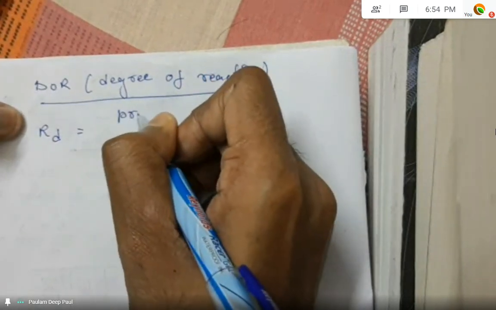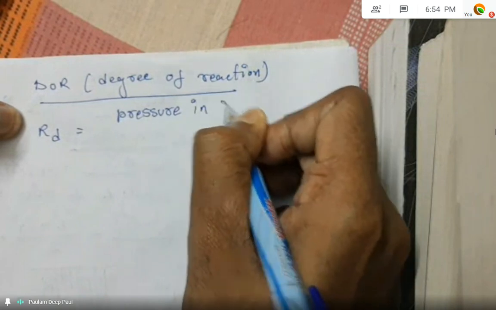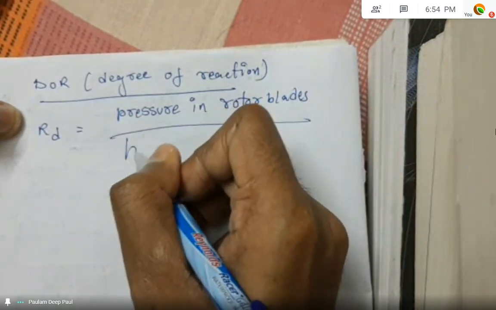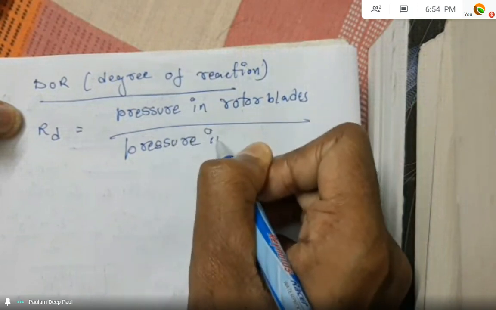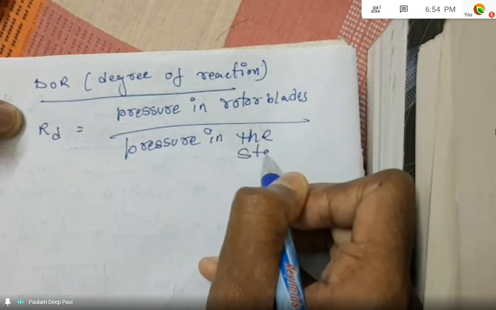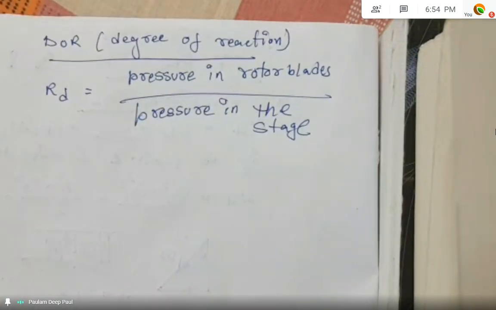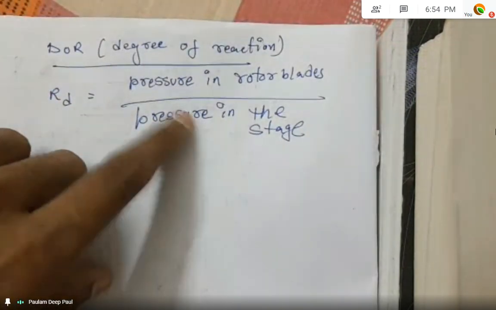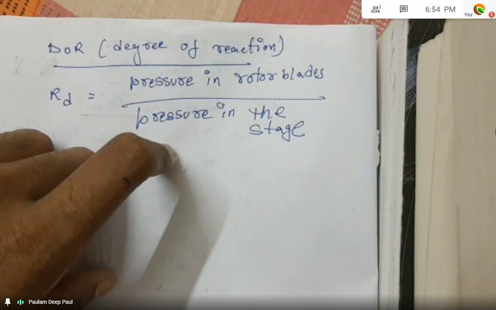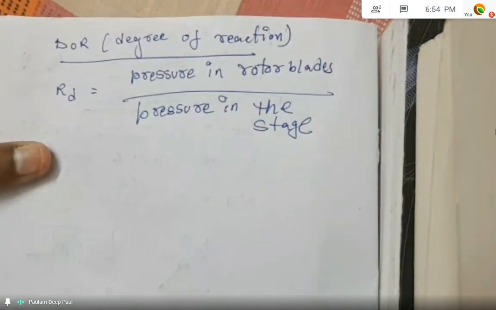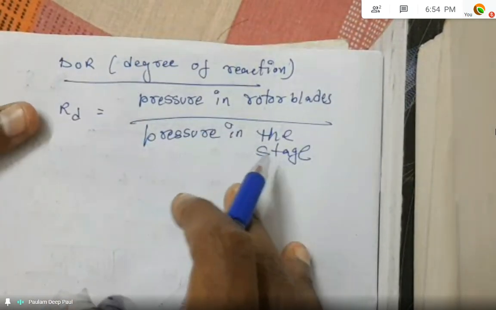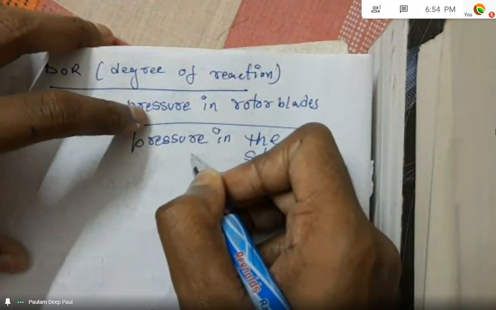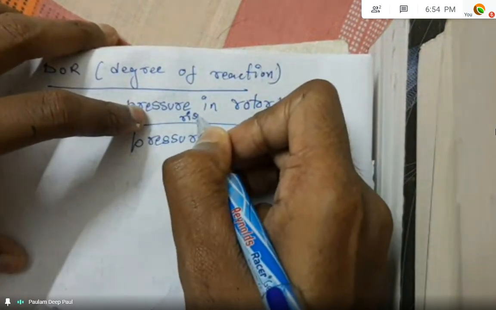This is the ratio of the pressure rise in the rotor blades by the pressure rise in the whole stage. In the whole stage, I mean just one stage. As the air is moving from the stator blades to the rotor blades, it completes one stage. So how much the air pressure has increased from the stator to the rotor blades and coming out of the first stage, that is the pressure rise in the stage.